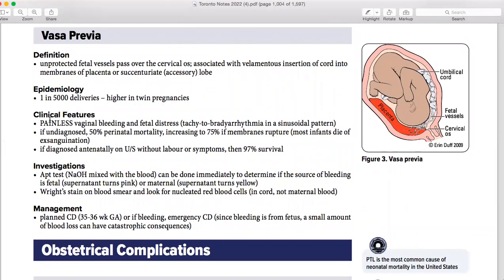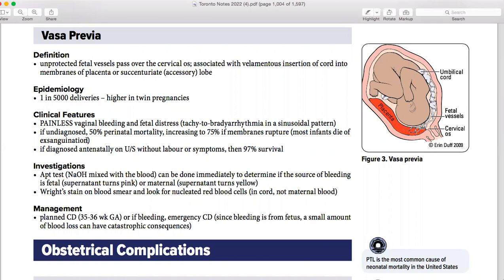Now, what are the clinical features? Clinical features are basically painless bleeding. You have to differentiate whether it is vasa previa or placenta previa, because both come as painless vaginal bleeding, and then fetal distress. In placenta previa, it is more the mother having problems, but in vasa previa, it is more the fetus having problems, so maybe tachycardia or bradycardia, or a sinusoidal pattern.